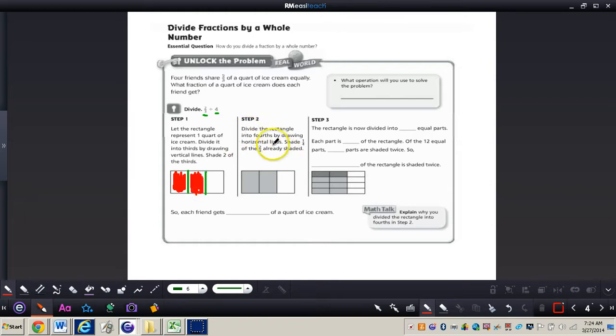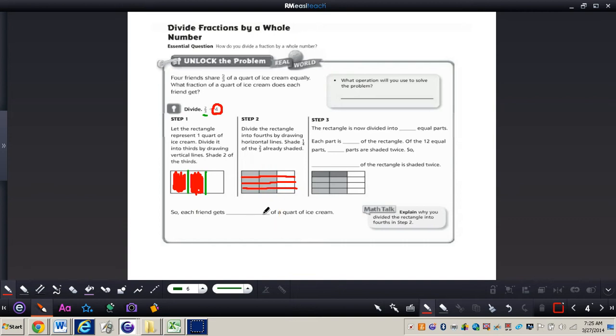Okay, now it says step 2, divide the rectangle into fourths by drawing horizontal lines. Now the reason why we're dividing this into fourths is because our divisor shows us it's divided by 4. So 2/3 divided by 4. So we're just going to take these lines and divide this by 4. Okay, so we have 1, 2, 3, 4 sections.